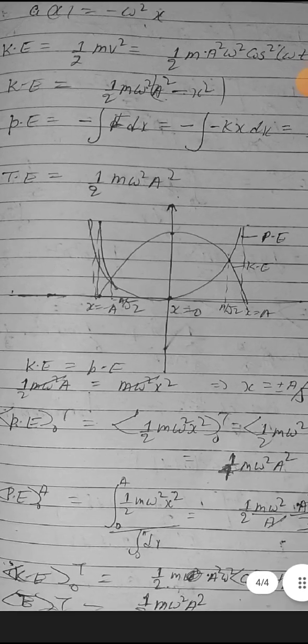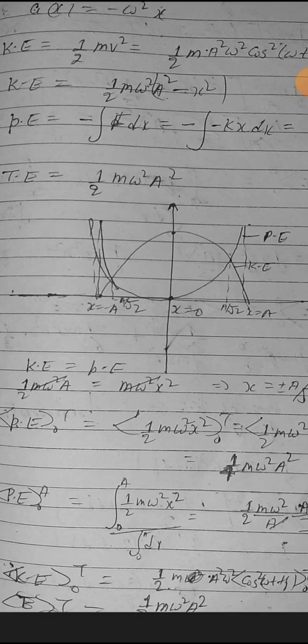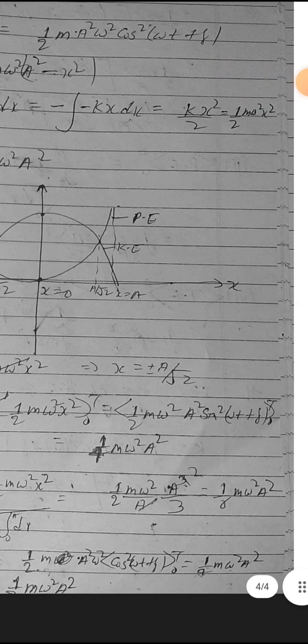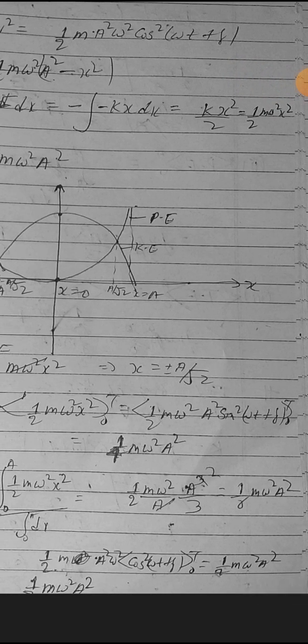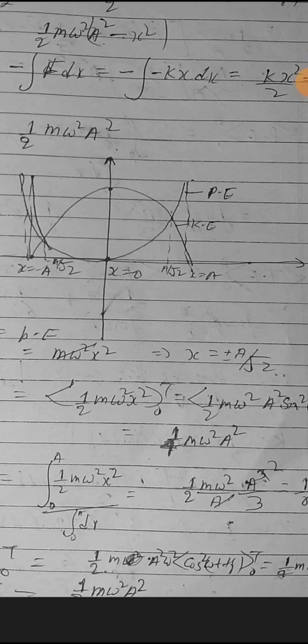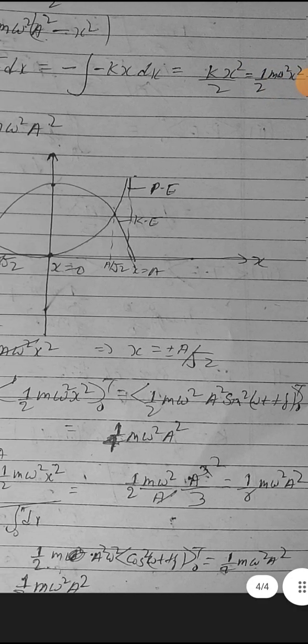Now next is, what would be the average potential energy over the total time period? That is the average of half m omega square x square over the entire time period, and that comes out to be 1 by 4 m omega square a square. Similarly, the average potential energy over the entire amplitude would be equal to the integral from 0 to a of half m omega square x square dx upon the integral from 0 to a of dx, and that comes out to be 1 by 6 m omega square a square.